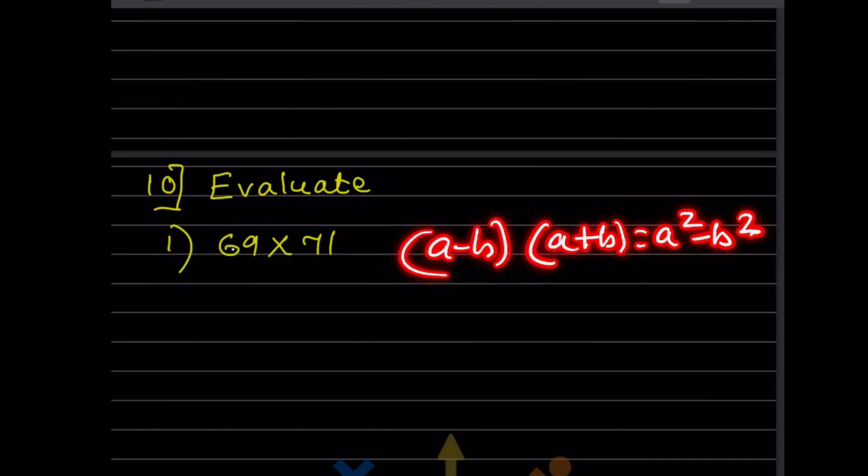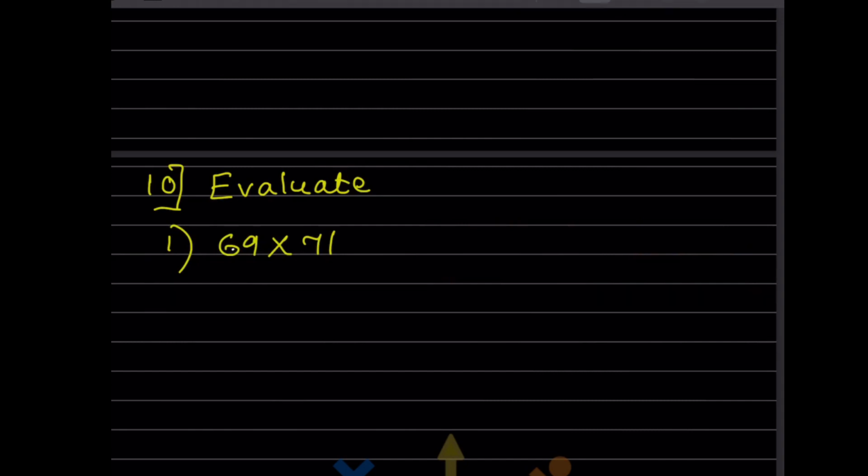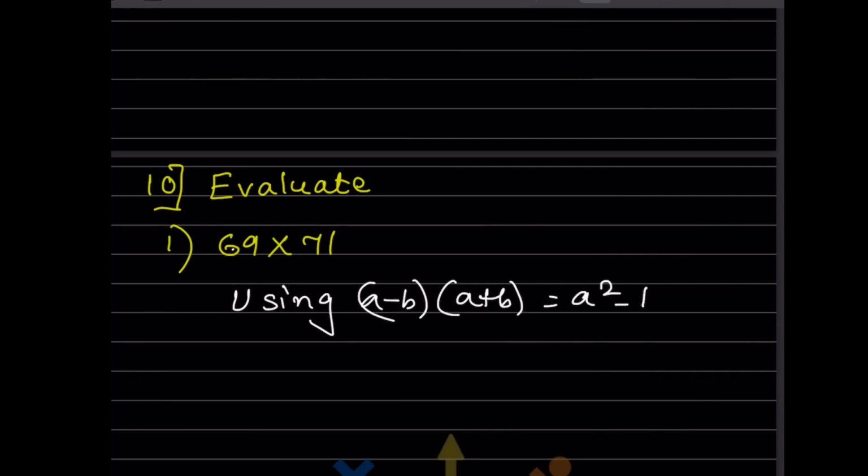So now, you can write it here using a minus b into a plus b is equal to, the formula is a square minus b square. So now see here, what are you going to do here? Why a minus b? We can write as 70 because here is 69 and this is 71. So for 69, we can make it 70 minus 1, and here 70 plus 1.